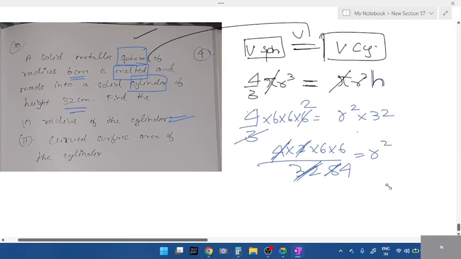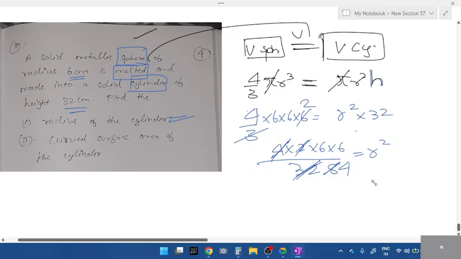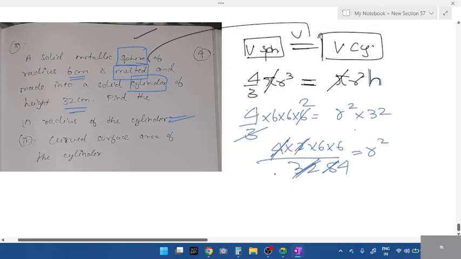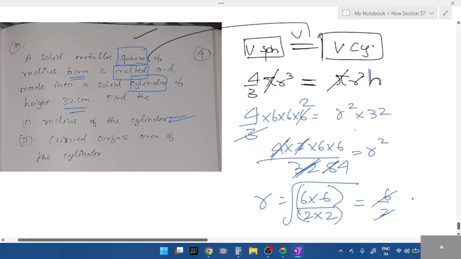Up to here, is it clear, students? All of you understood? Any doubts? Just quickly make a note. Now, just because r square is there, I'll leave this 6 square and 4 as it is. 6 into 6, 4, I'll write it as 2 into 2. If you group them, you have to take 6 divided by 2. What's the answer? 3 centimeters. Radius of the cylinder is 3 centimeters.